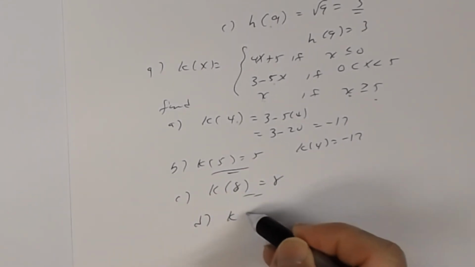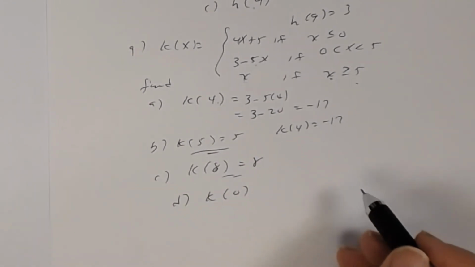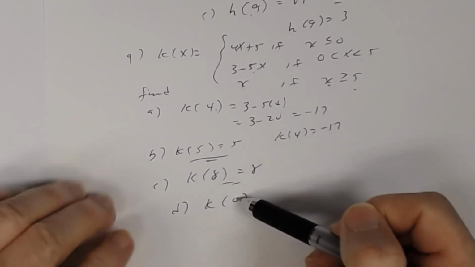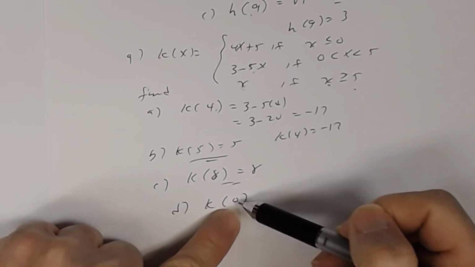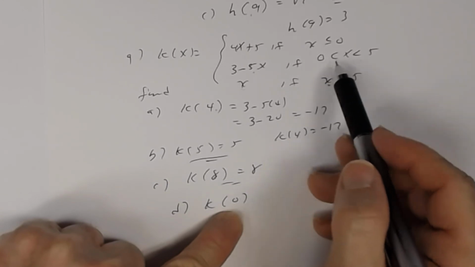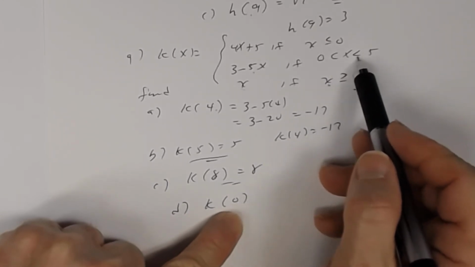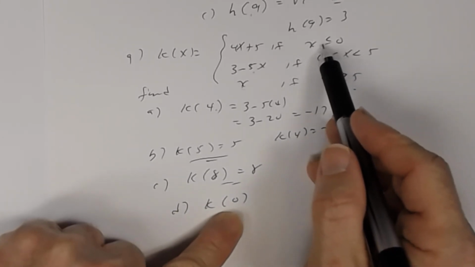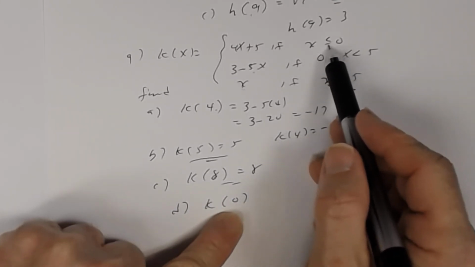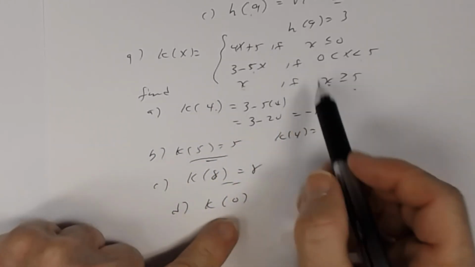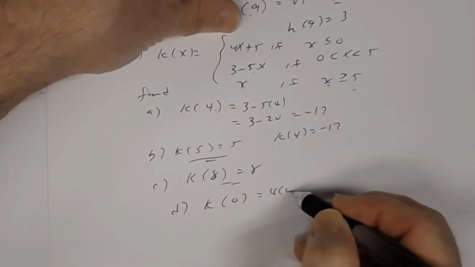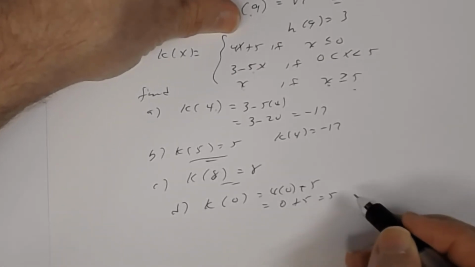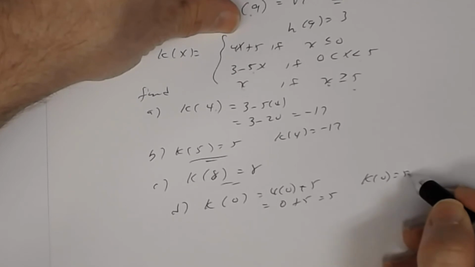D, let's say you want to find k of 0. Well, again, I have 0 listed twice for x. You got to make sure you use the right one. Okay, so x equals 0. That's what that says. So is it going to be this one? 0 is less than 5. That's true. But is 0 less than 0? No. It has to be this one. 0 is less than or equal to 0 because of the equal sign. So you use this function here. So you're going to have 4 times 0 plus 5. So that's 4 times 0 is 0. 0 plus 5 equals 5. So k of 0 equals 5.